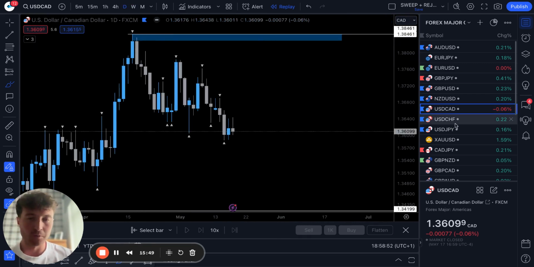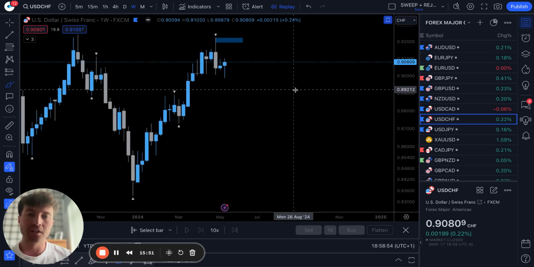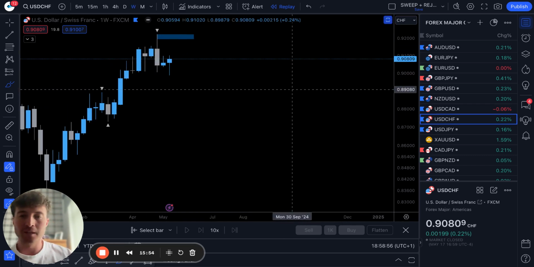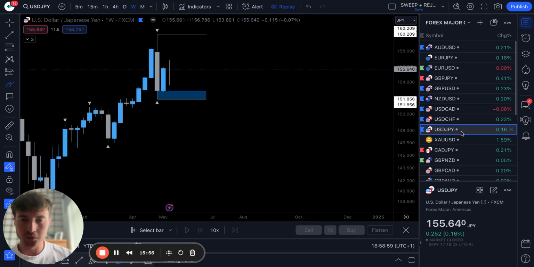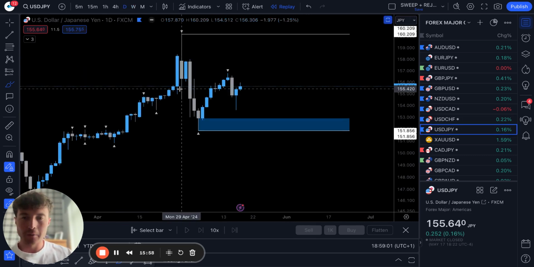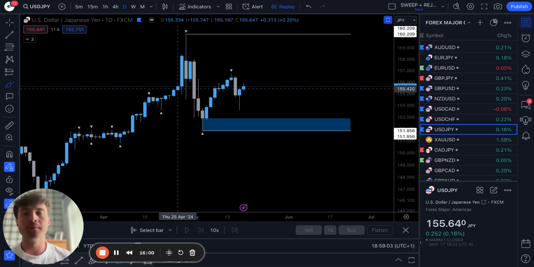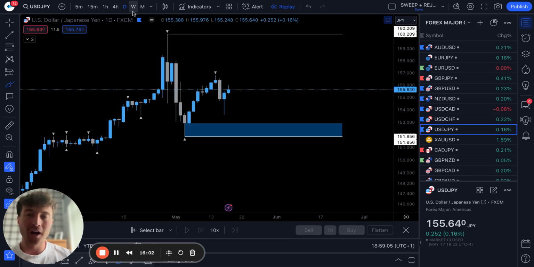I don't think that's going to play out next week. I may send an update at some point, but I don't think that's going to play out next week. However, one that certainly could play out is this one here, USD JPY.